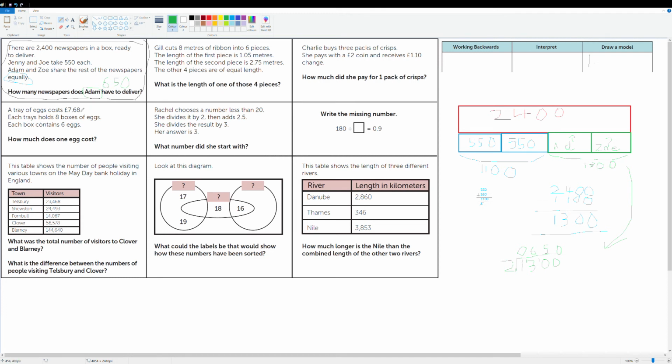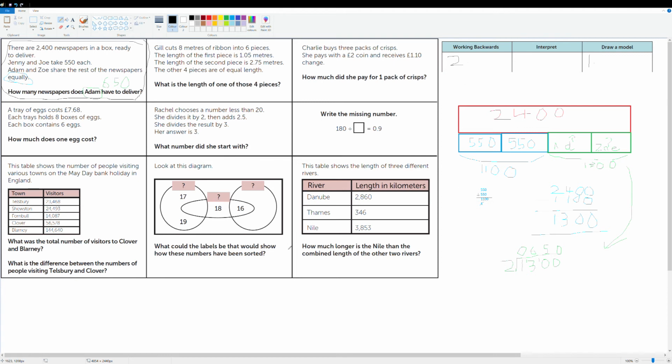A tray of eggs costs £7.68. Each tray holds 8 boxes of eggs. Each box contains 6 eggs. How much does 1 egg cost? Couple of ways to do this one. I'm tempted to do a model again, but I think that we should be able to do this one probably by working backwards, I think, because we want to find 1 egg. And what I might do is I might do a combination.